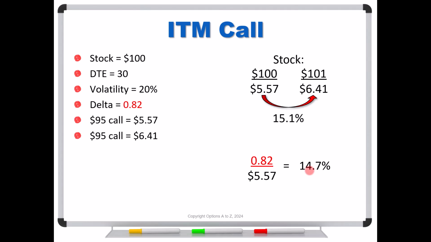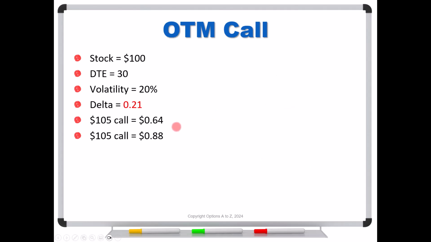Now, what if we go to an out-of-the-money option? Let's say that we have a 105 call trading for 64 cents, and our delta is 21. So if we go to a pricing model, we change the stock price from 100 to 101, it's going to tell us that that 105 call would be trading for 88 cents. So that's 24 cents higher. Again, a little bit higher than delta projected. But again, not too far off.